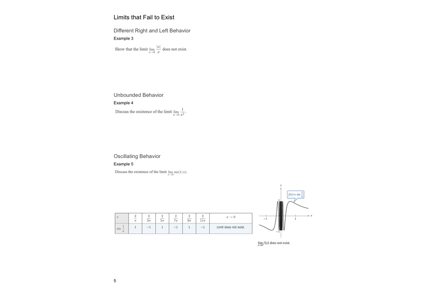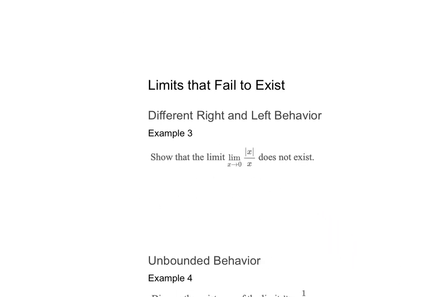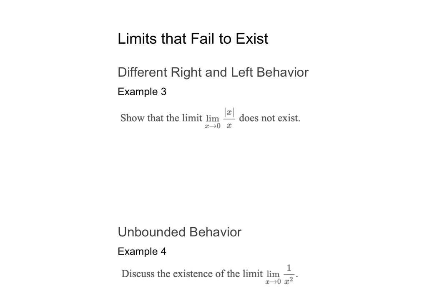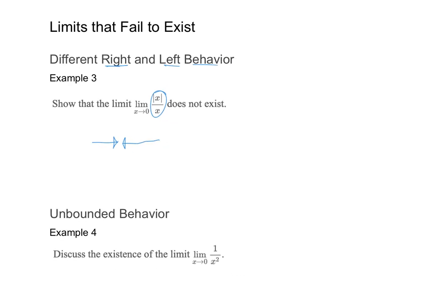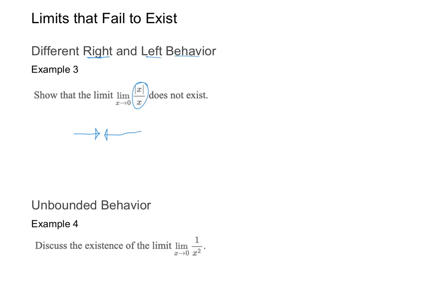All right, now there are 3 cases where limits fail to exist. Okay, this is different right and left behavior. So we know how we checked x values from the left, or as we approach an x value from the left and from the right, the function has to equal the same thing, or be approaching the same value. So we're going to check the absolute value of x over x, and to do that we're just going to graph that.